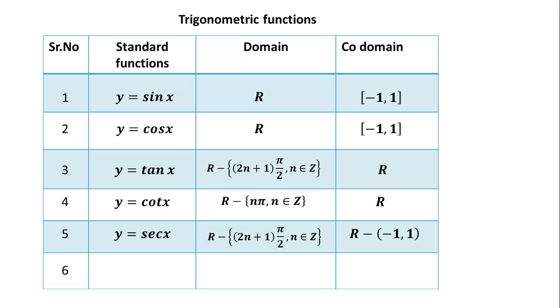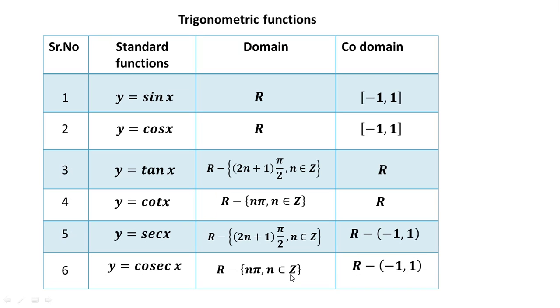Then the last one, for cosec x. Now cosec x is infinity whenever sin x is equal to 0. So we have to remove all the points, all the angles from the real line where sin x is equal to 0, and that will be the domain of cosec x. So sin x is 0 means the angle x is nπ, where n belongs to Z. So if you remove those points, so R minus nπ where n belongs to Z, then it will be the domain of cosec x.